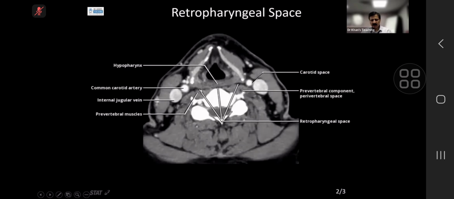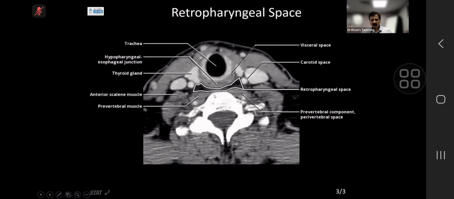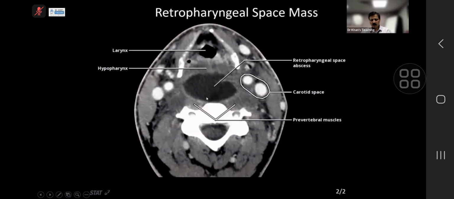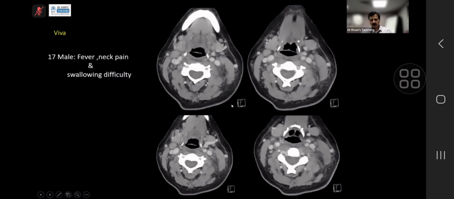Slightly inferior to that, another level where you can see this is the retropharyngeal space. And further inferiorly, you can see this retropharyngeal space. Now, this diagram tells you a mass or an abscess or whatever, and you can see that it is anterior to the prevertebral muscles. So this is how you discriminate it. Another picture which tells you that this is how you are going to diagnose where it is. It is anterior to these muscles.